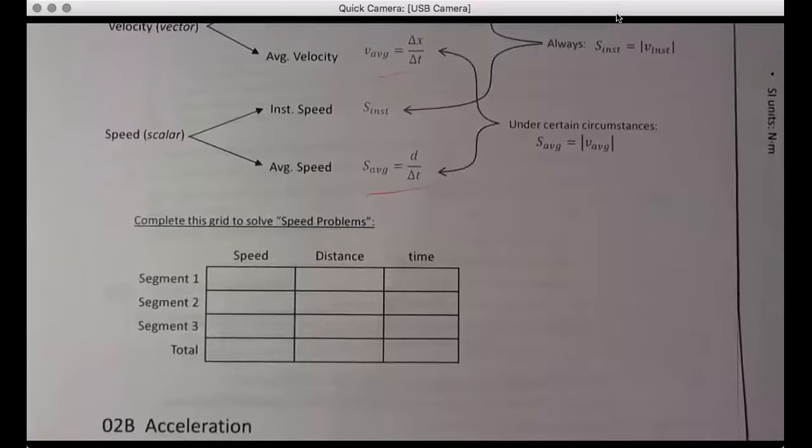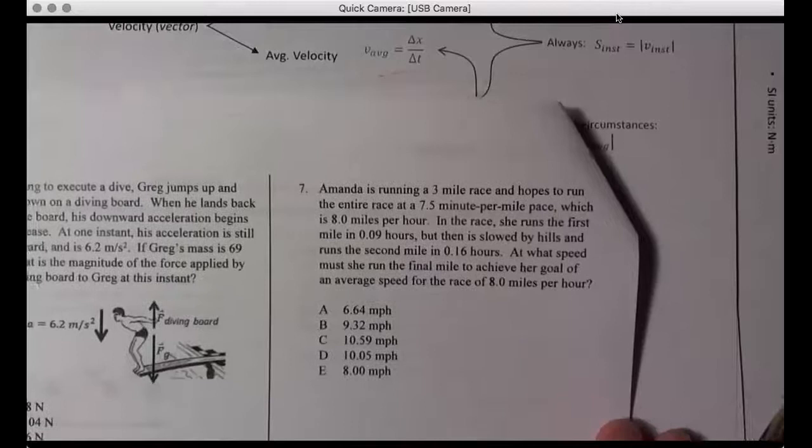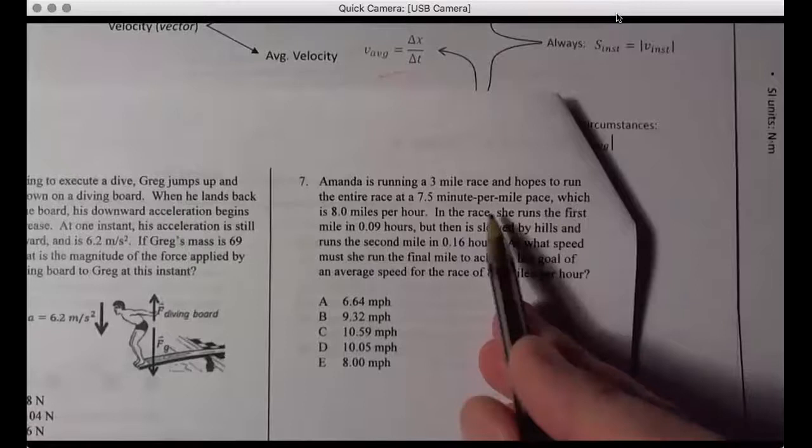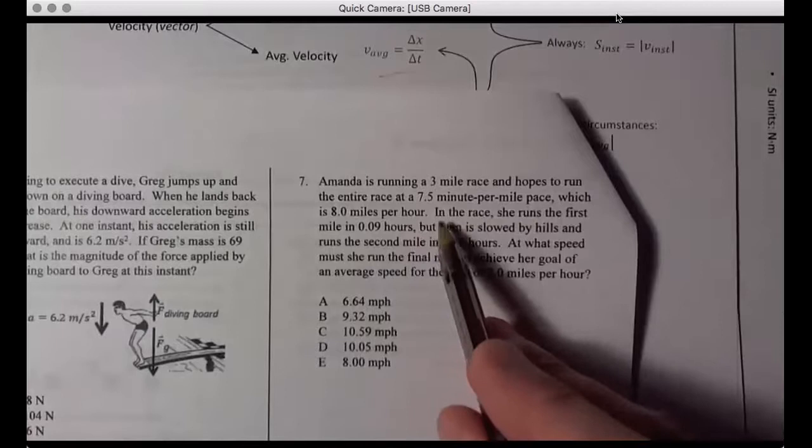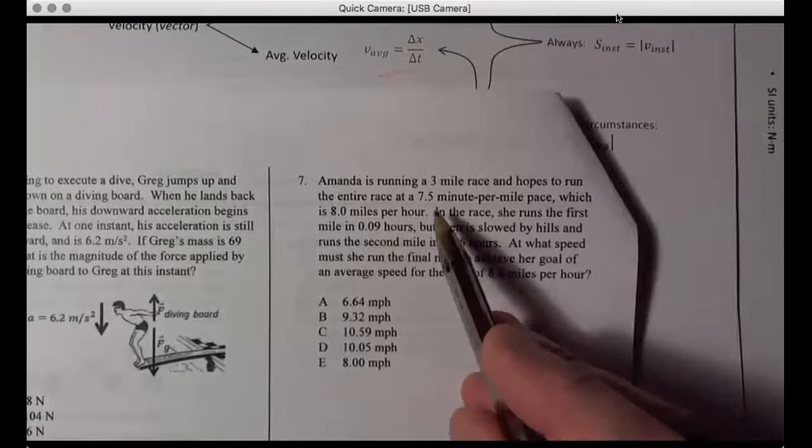I think I might. So suppose there's one. You might recognize this one. Amanda's running a 3 mile race, wants to run at a 7.5 minute per mile pace, which is 8 miles an hour. Actually, 7.75 is closer to, no, I guess this is 8 miles an hour. 7.75 is when you get 7.75 miles per hour, they're the same, or close to it anyway.